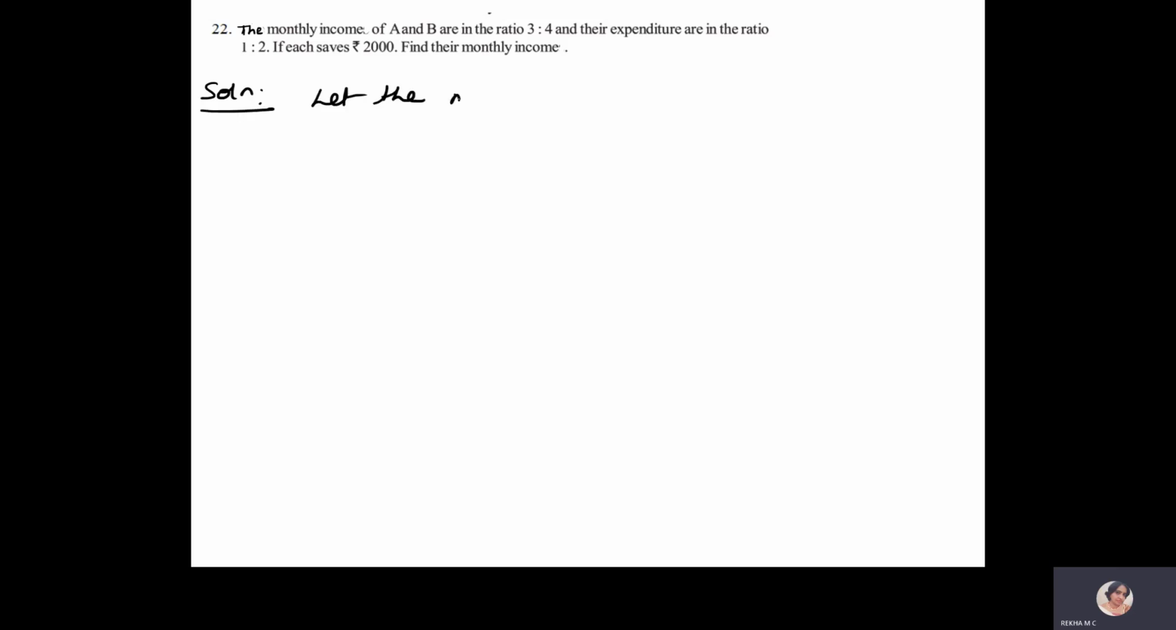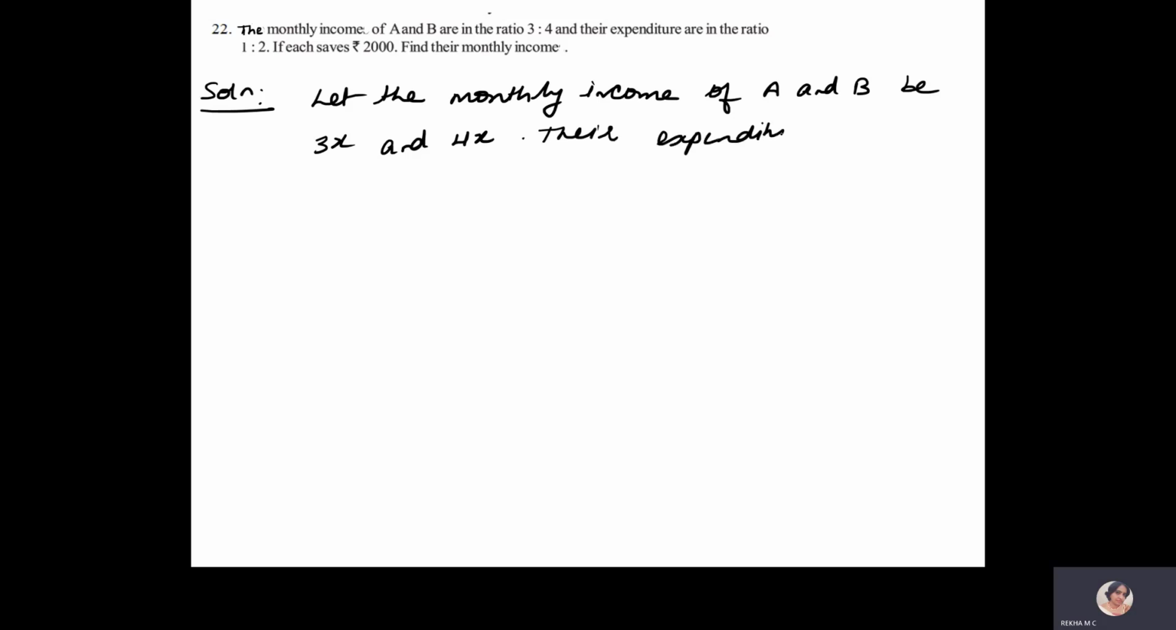Let the monthly income of A and B be 3x and 4x. Their expenditure be y and 2y. So income is 3x and 4x, expenditure is y and 2y.